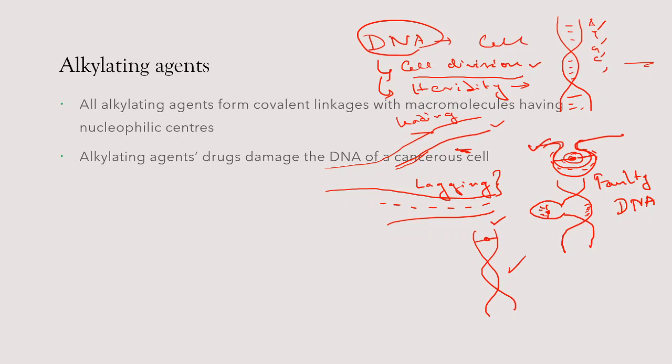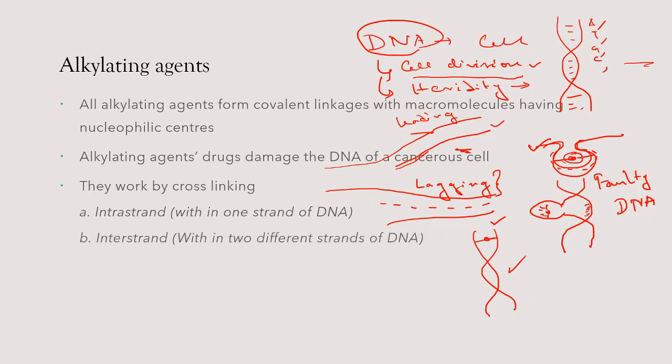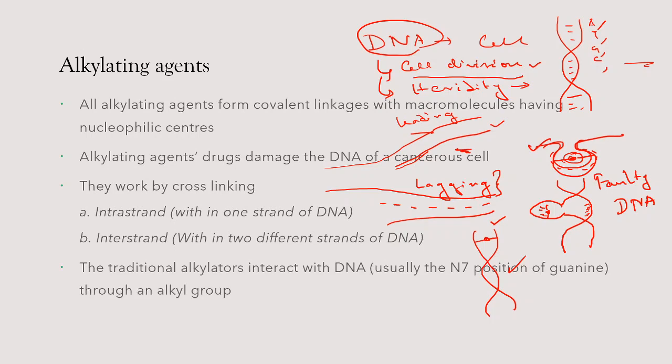The second important thing, which we have already discussed, is that this type of drug generally damages the DNA of the cancerous cell, and works by cross linking the DNA with one another or with itself. The cross linking can be intrastrand, within one strand of DNA, or interstrand, between two different strands of DNA. And as I have mentioned, it usually works at the N7 position of guanine by attaching an alkyl group.